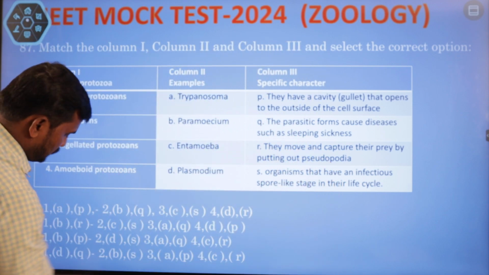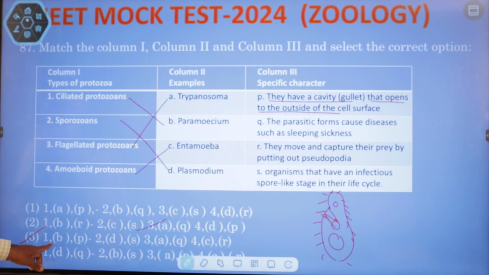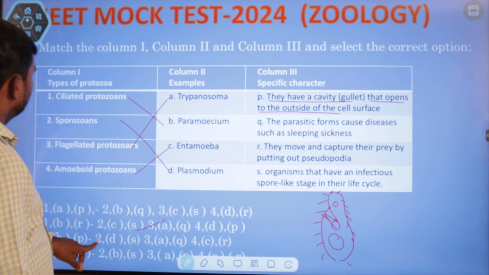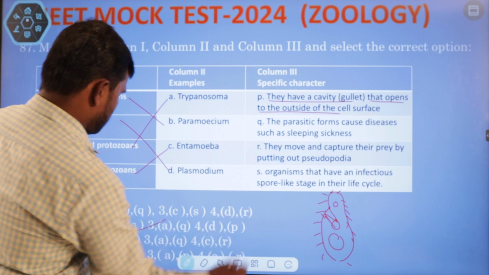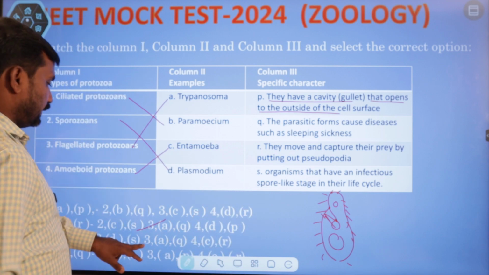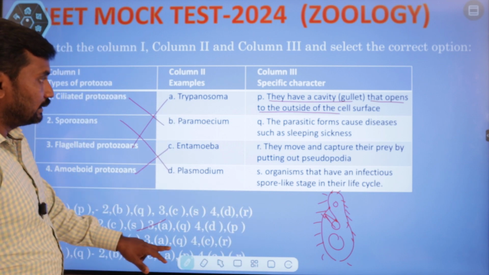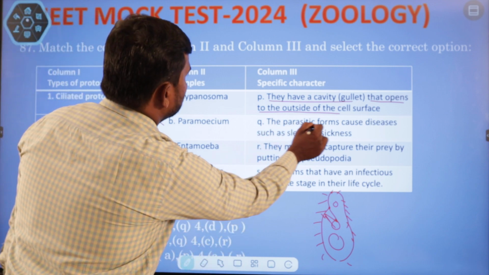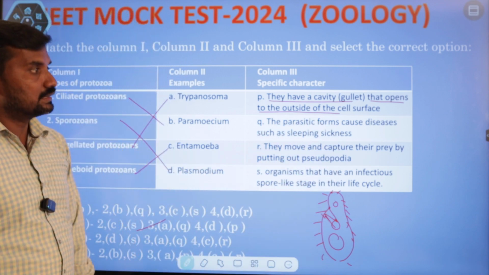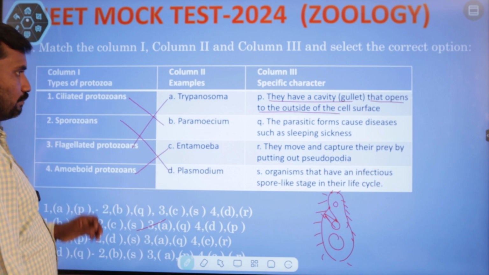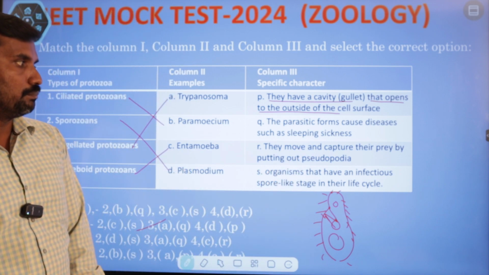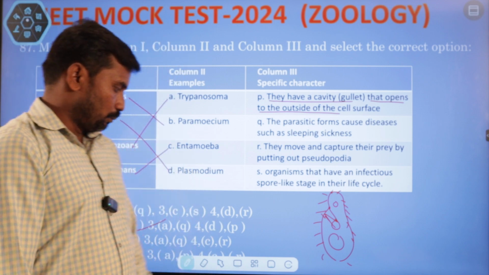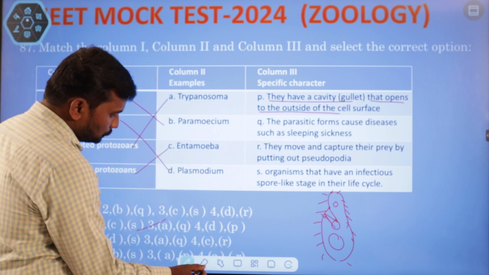So the correct answer is the third one. 1B, second one is B. 2, very well, sporozoans or plasmodiums, this is going to match with S. Third one, the flagellated protozoans, Trypanosoma is the example. These parasites cause the disease sleeping sickness. Clear? The amoeboid protozoans are able to move and capture food primarily by putting out pseudopodia. Pseudopodia is one of the peculiar characters of amoeba.